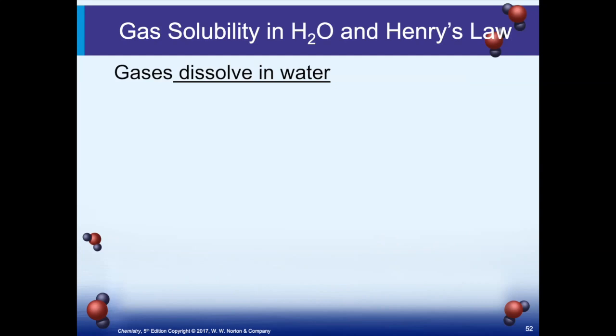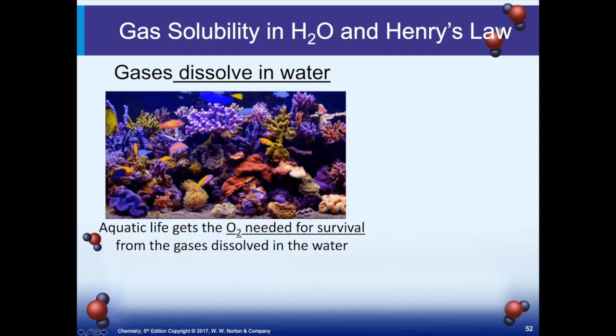Okay, so now let's talk about gas solubility in water and Henry's law. So this may not be intuitive to everybody. It is true that gases dissolve in water, okay? So how do you know that? Well, here's one way that you know that. We know that oxygen must dissolve in water at least a little bit because there are living things in the water, and those living things need oxygen just like land-based life forms do. So that aquatic life has to get its oxygen from its environment, and so it gets it from the oxygen that's dissolved in the water. So aquatic life gets the oxygen needed for survival from those gases that are dissolved in the water.